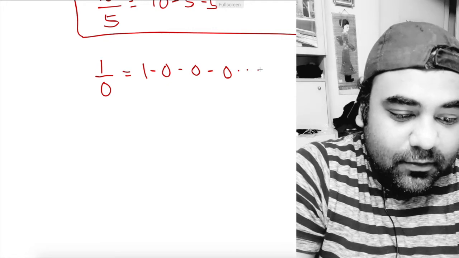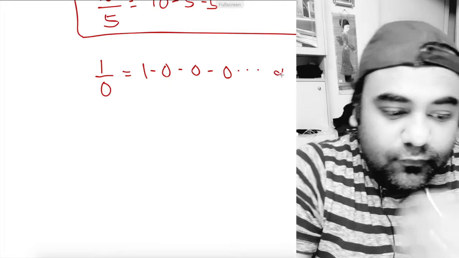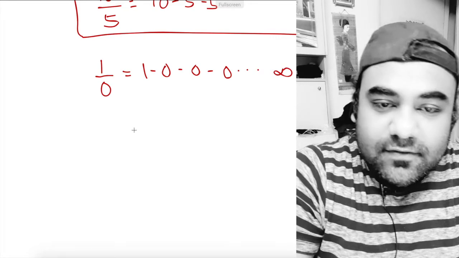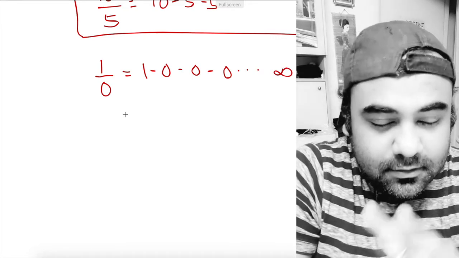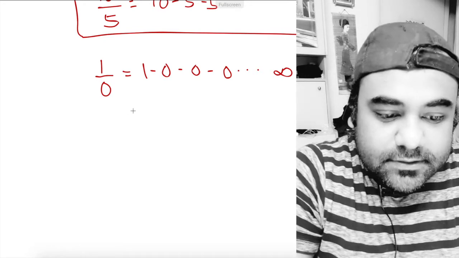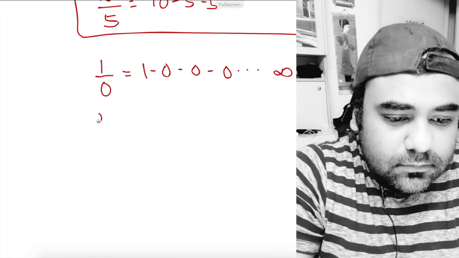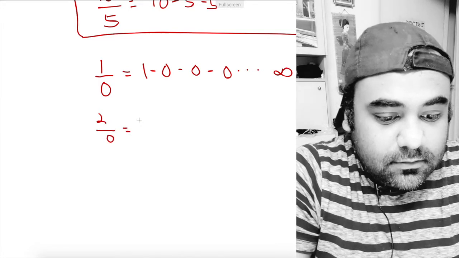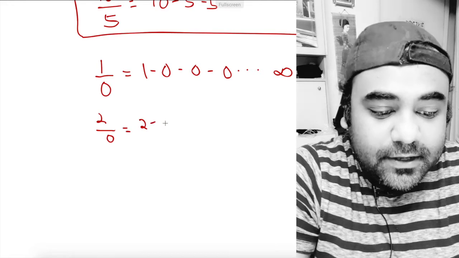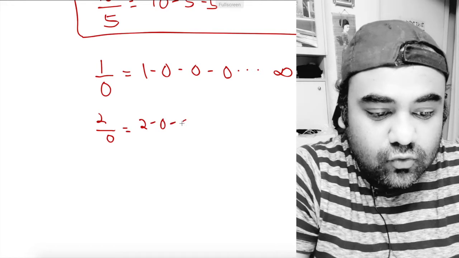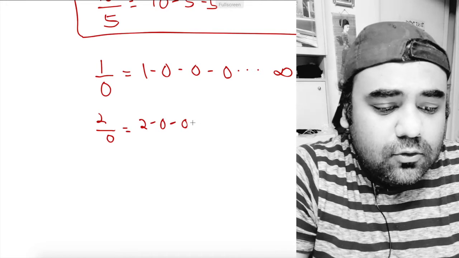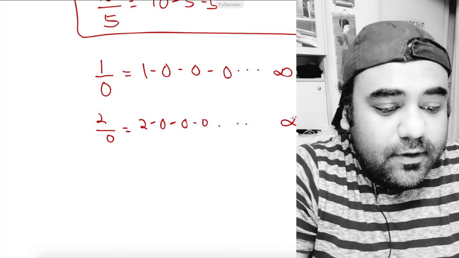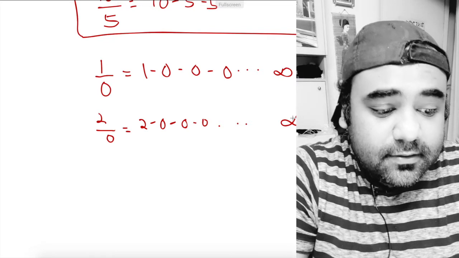Ideally, if you keep subtracting 0, you will reach infinity, and that's why 1 divided by 0 is infinity. But hold on, we'll get to that, right? Similarly, if you try a different number, let's take 2 divided by 0. 2 divided by 0 is again the same thing. How many times will you subtract 0 from 2 to have nothing left in your set? And we'll keep on going till infinity, right?